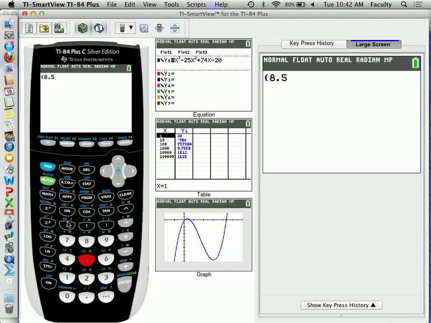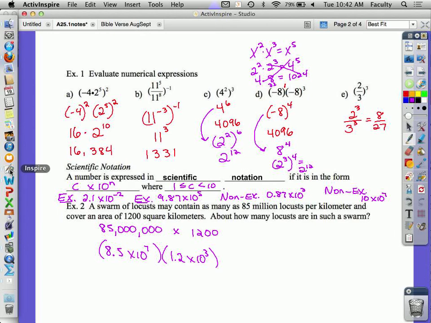Why they chose that, I do not know. But you're going to press second and the comma and a 7 and close your parenthesis. That actually represents 8.5 times 10 to the 7th. And then we're just going to put a parenthesis, 1.2, and you do second, the comma button, 3. And it gave me my answer in scientific notation, which is really convenient. So that's 1.02. Now don't ever write on a paper an E or an EE. Okay, don't do that.